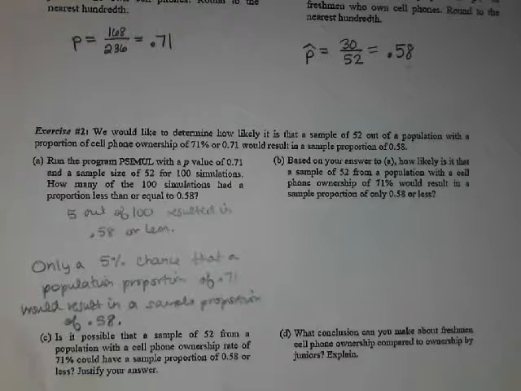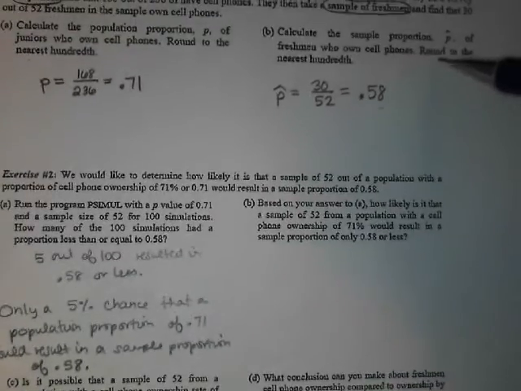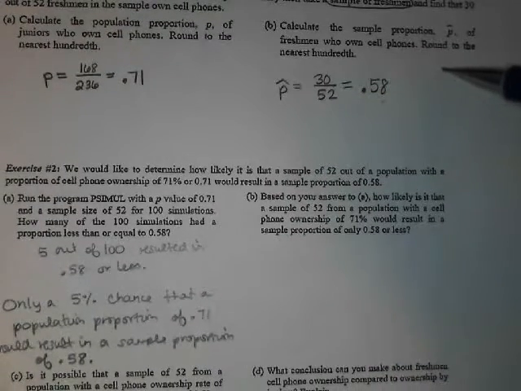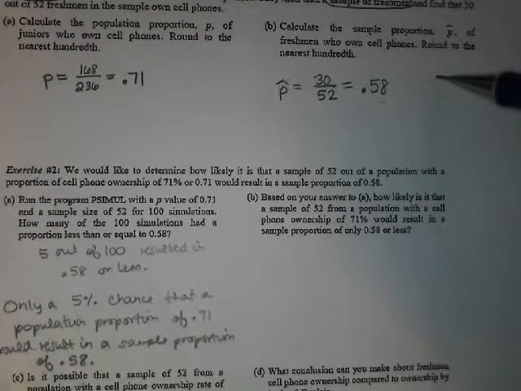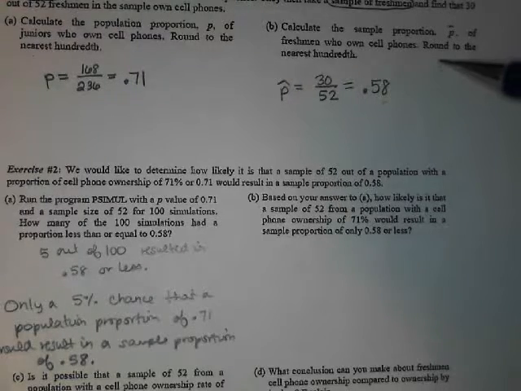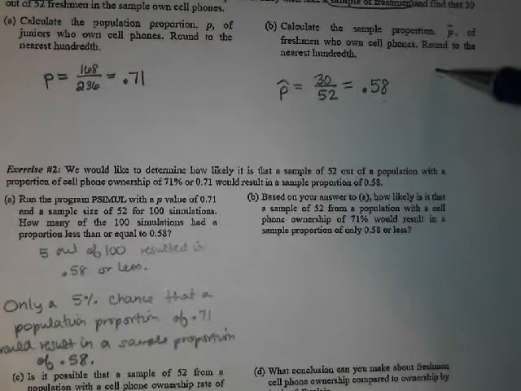And so, could it have happened? Sure. Based on our one sample, could the freshmen actually also have a 71% ownership rate? They could. But there's only a 5% chance of that actually being the case. So more likely than not, the population proportion for the freshmen is lower than 71%.